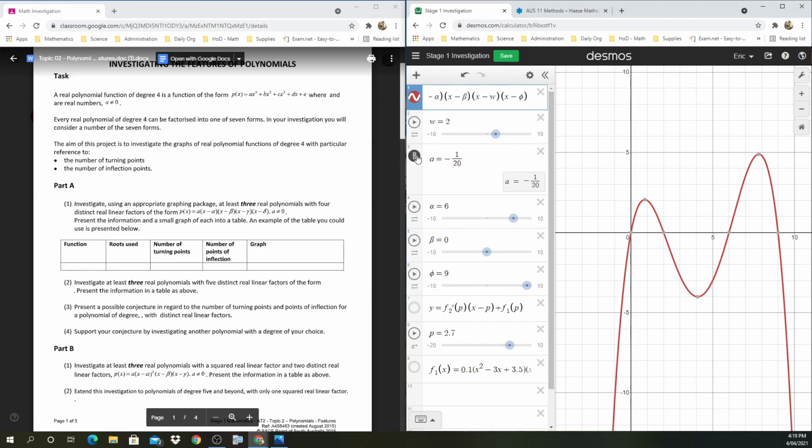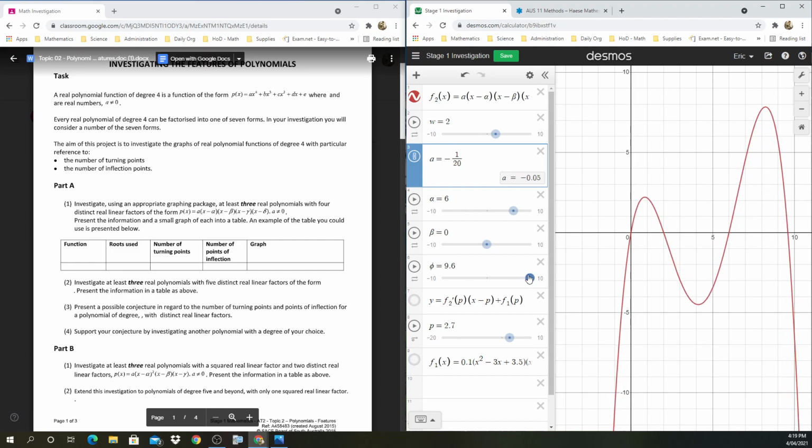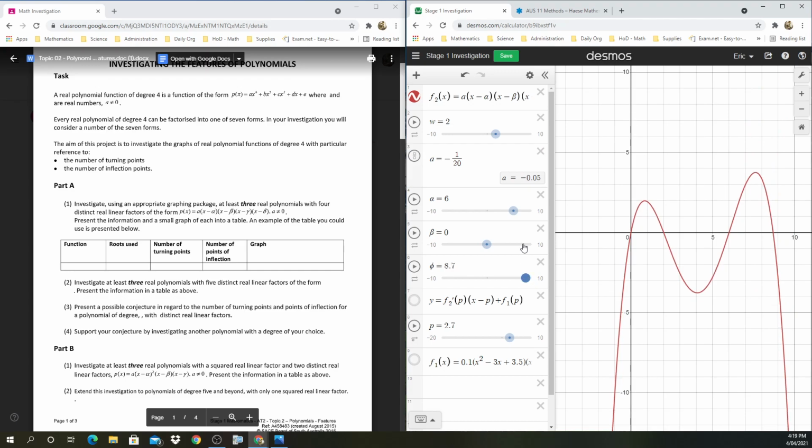But notice here I've actually got sliders for all the zeros, or all the roots of the polynomial. So I've got w, alpha, beta, phi. And I can actually move these around. I can change these. So see, watch that. Is that cool? Yeah, you can put them wherever you want. And that's what you're going to do, because you've got to do a few of these. So you can't just do 1 or 2. You have to at least do 3.